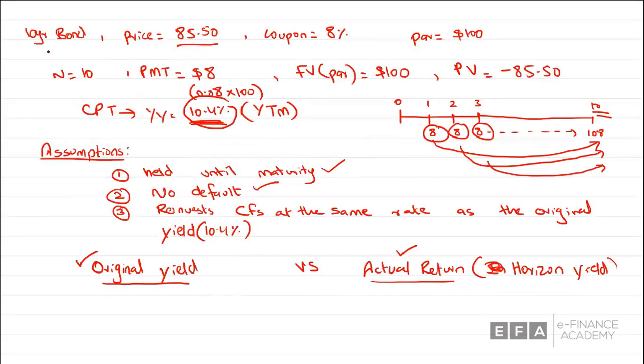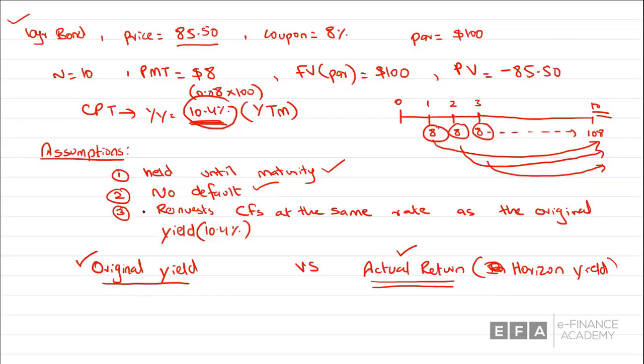For the short-term investor, we'll look at the same scenario. Let's suppose the investor wants to buy a 10-year bond priced at 85.5 with 8% coupon, and the original yield to maturity is the same 10.4. That means the investor is expecting to earn 10.4. But let's also say that we are assuming that the investor will sell the bond after 4 years. So if the investor will sell the bond after 4 years, the question is, will the actual return of this short-term investor be the same as original yield?